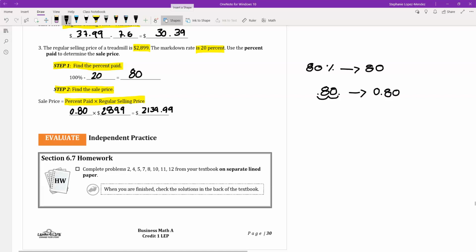Now go ahead and look for your section 6.7 in your textbook and complete the problems 2, 4, 5, 7, 8, 10, 11, and 12 for your homework.